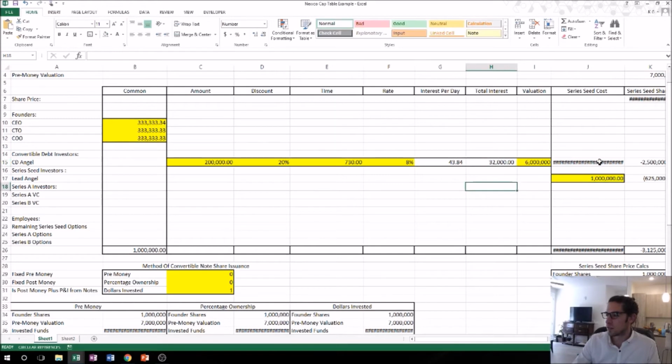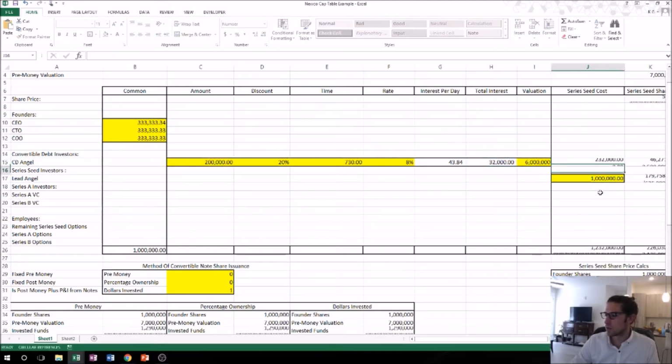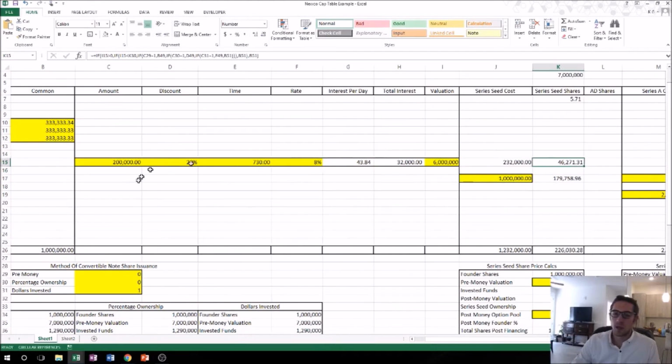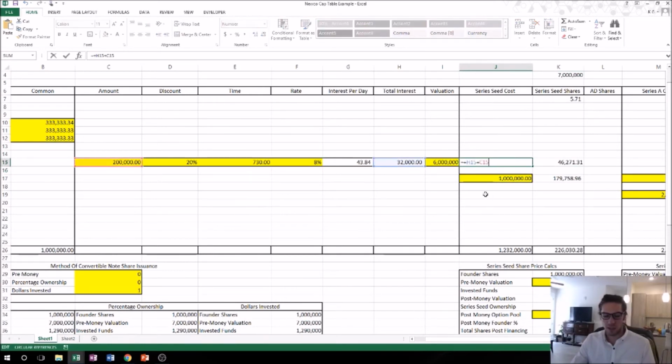Then we have total interest of $43.84 times the number of days, which is $32,000. So the series seed cost is now the total interest plus principal. Right? So that gives us that exact same $232,000, and it's just calculated a little bit different.